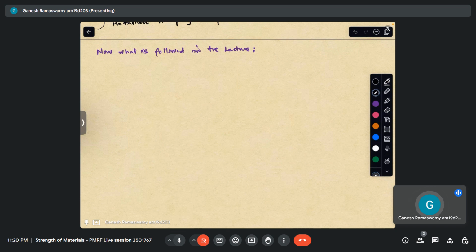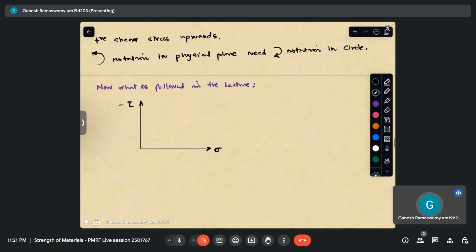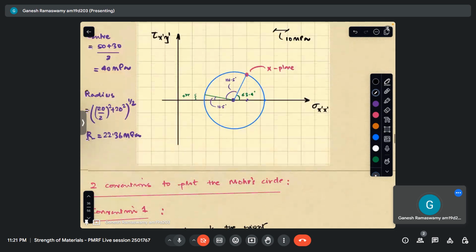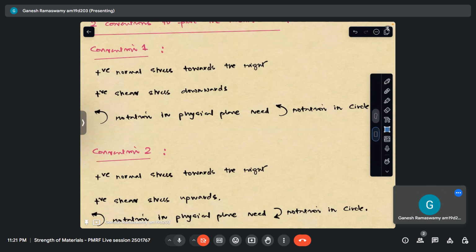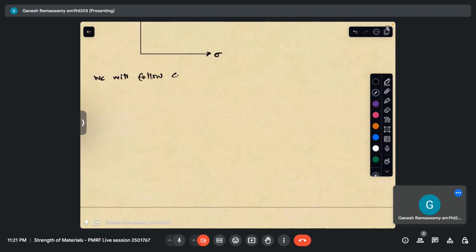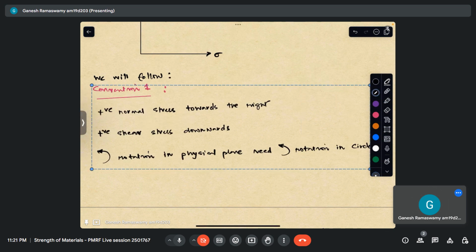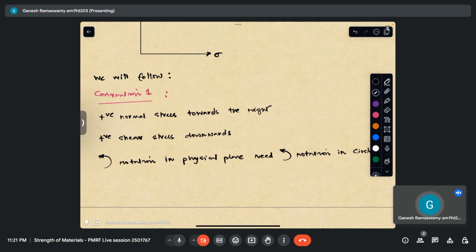What is followed in the lecture is the axis, although it is shown like this, we will still plot positive shear downwards and negative shear upwards. So this is basically negative shear. This is what is being followed in the lecture. So this will become clear if we solve some problems. So we will essentially be following this convention. We will follow convention 1 in order to solve our problem.